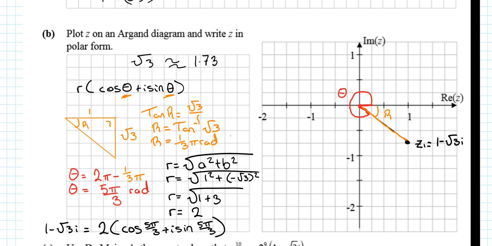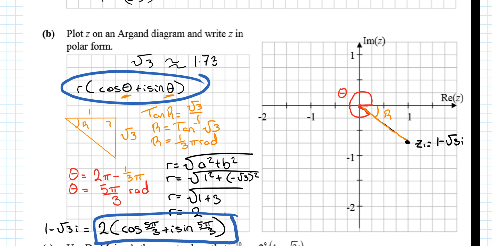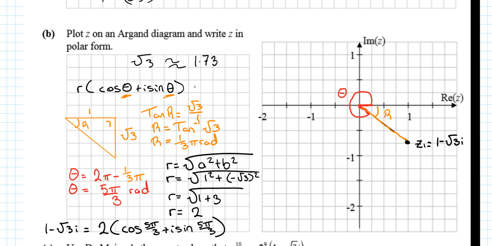A and B coming from the complex number in rectangular form, and we're getting the modulus to be 2. That's simple enough. And finishing it off by just subbing it back into this formula here. So 1 minus the square root of 3i is the same as 2 cos 5 pi over 3 plus i sine 5 pi over 3. And that's that question done.